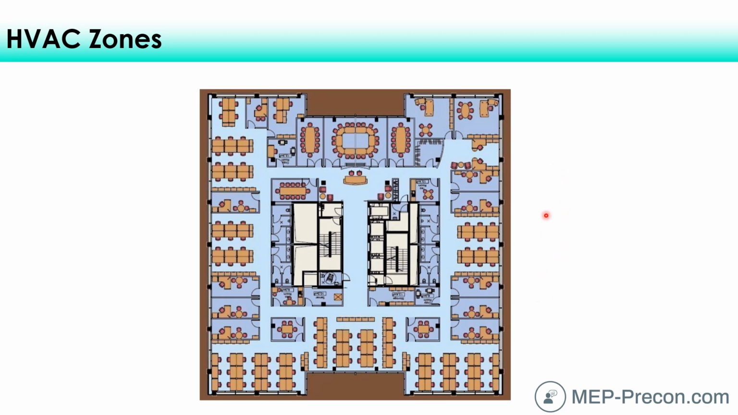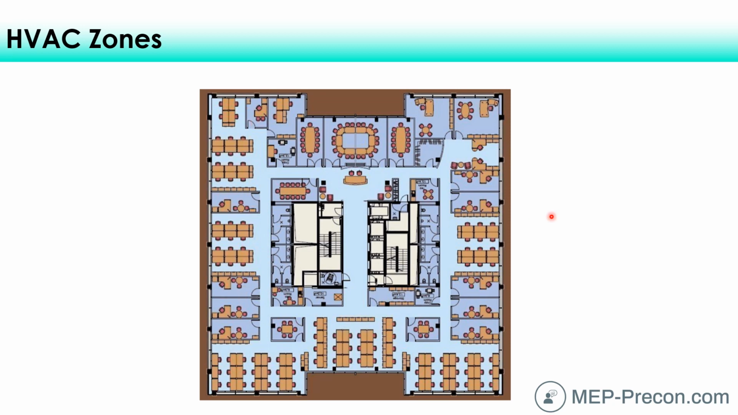So this looks like a floor of a typical office building. There's a few conference rooms, some closed-in offices, and then some open offices. If it's a big enough floor plate, for sure, you would definitely want to have at least 4 zones, one per exposure. You've got a north exposure, an east exposure, a south exposure, and a west exposure.